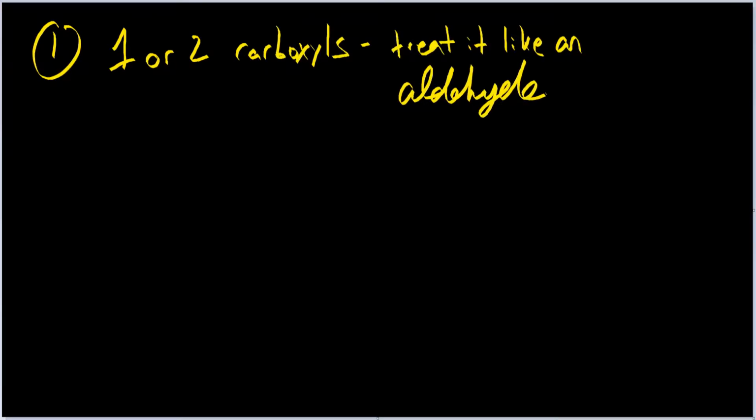So let's run through those rules again. If there are 1 or 2 carboxyl groups, then just go ahead and treat it like an aldehyde. I'm assuming it has priority here, which it almost definitely does. So 1 or 2 carboxyls, that's your main chain. Just treat them like an aldehyde. The carboxyl carbon is part of the main chain.